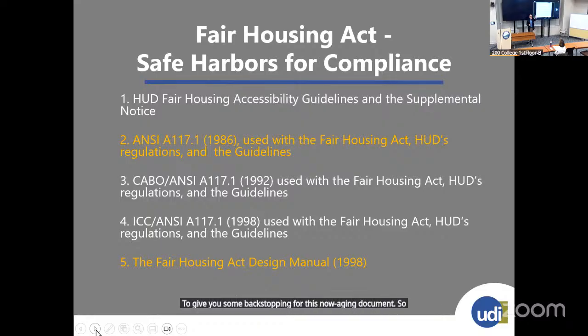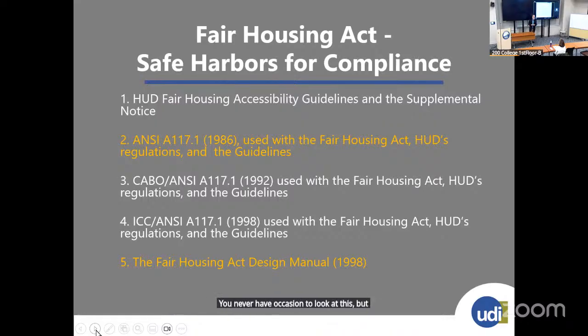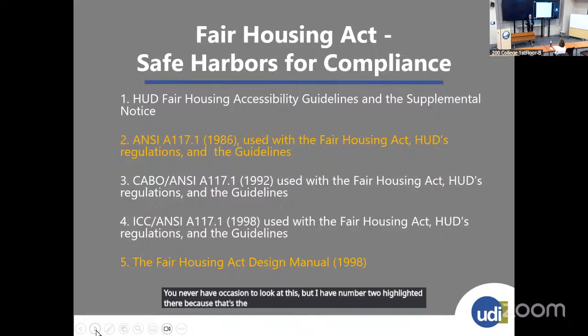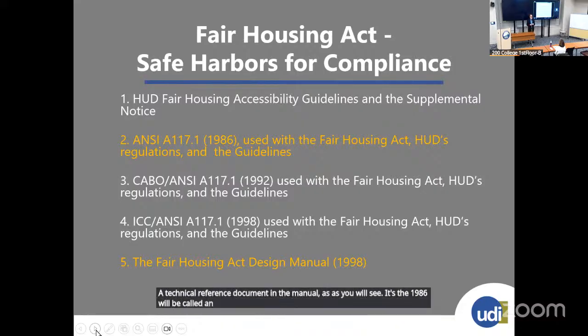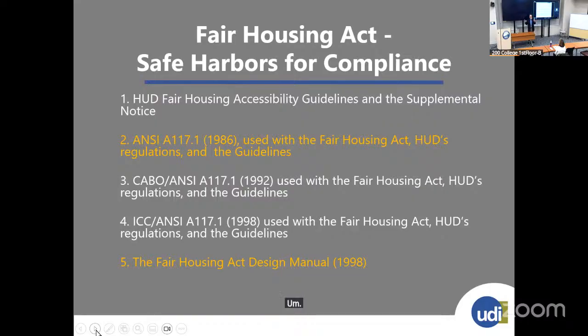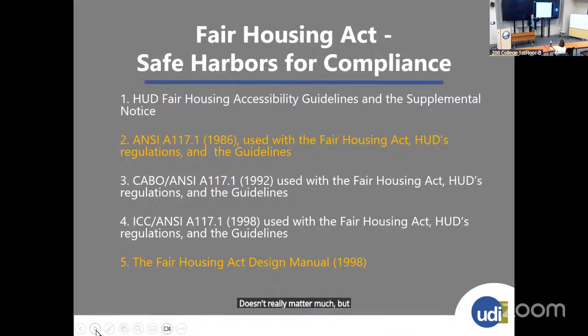So you've got 15 of them. Most of them you can ignore for most intents and purposes for current work that you're doing, because unless you're doing litigation for older projects, you never have occasion to look at this. But I have number 2 highlighted there because that's the original technical reference document in the manual, as you will see. It's the 1986, what we called then ANSI A117.1. We now change our reference to that. Because that was the American National Standards Institute, it's now the International Code Council, ICC A117.1. Doesn't really matter much, but that was the original reference document back there.